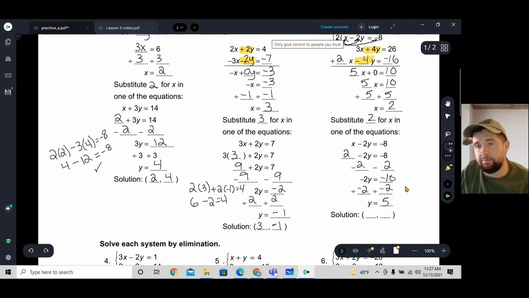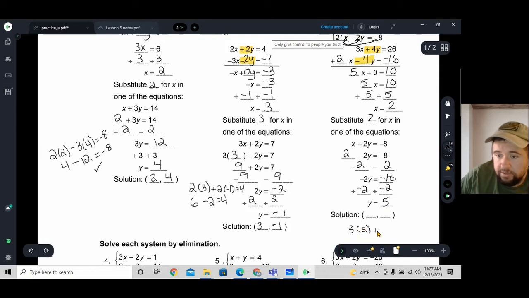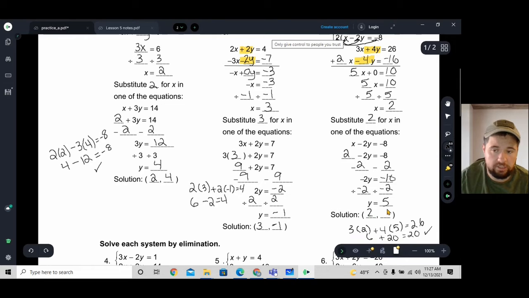I'm going to plug it back into my equation. Is 3 times 2 plus 4 times 5 equal to 26? Is 6 plus 20 equal to 26? It is. That's how we know our solution works. So our solution is going to be 2 and 5.